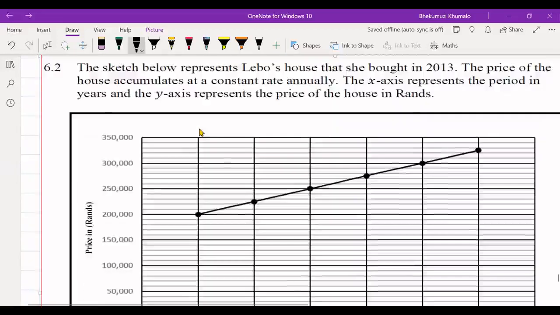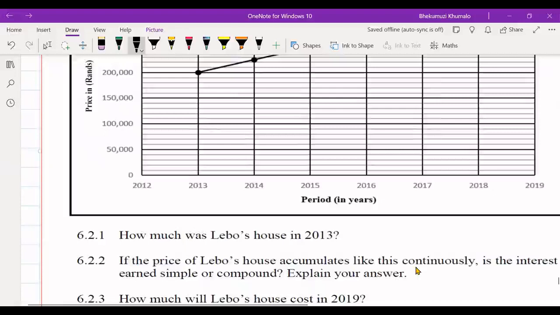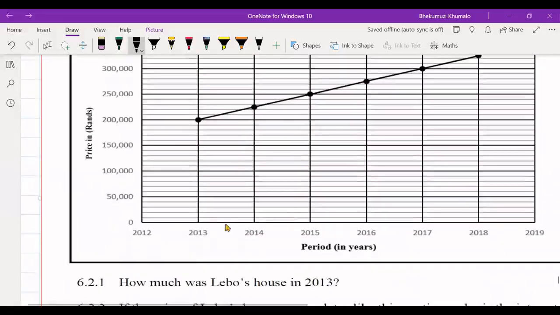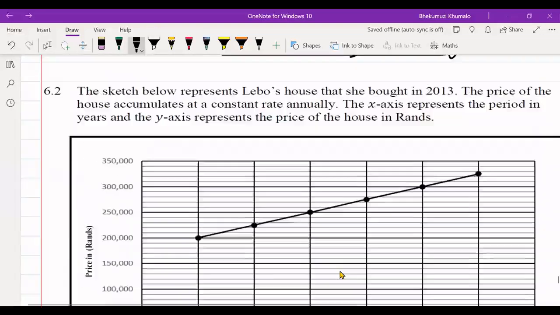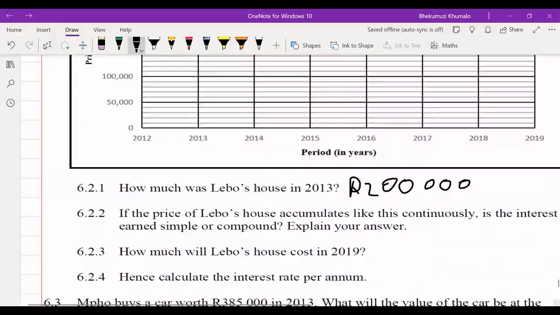So the y-axis is the price of the house in rands, and the period is the time, the years. How much was Label's house in 2013? This would be 200,000 Rand, not 200 Rand. Is this a car or a house? It's definitely a house. It can't be 20 Rand. So this is 200,000 Rand.